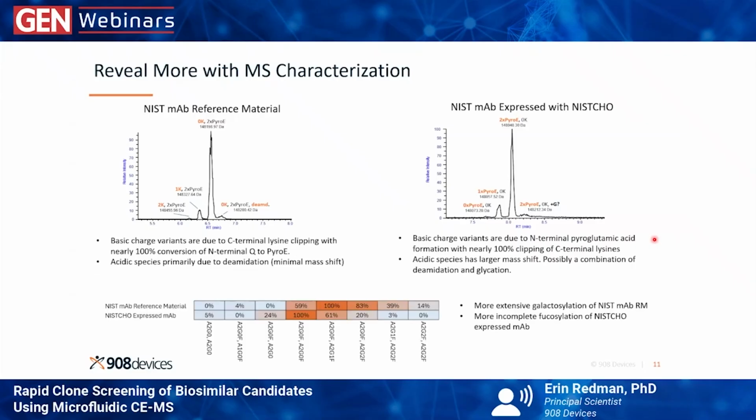When we look at the glycoform profile, we can see there are even more differences. For the NIST-MAB reference material, it has more extensive galactosylation on the glycans than we see with the NIST-MAB expressed from NIST-CHO. And with the NIST-CHO expressed MAB, there's much more signal from incomplete fucosylation of the glycans. So with just one simple assay, you're able to see quite a number of different product quality attributes for these molecules without doing extensive characterization with other techniques.